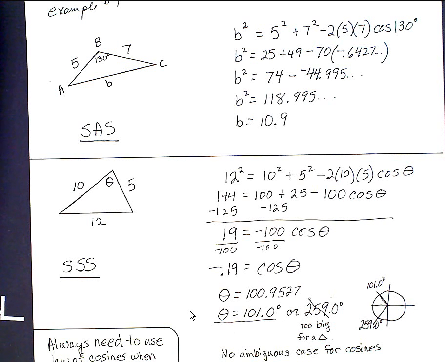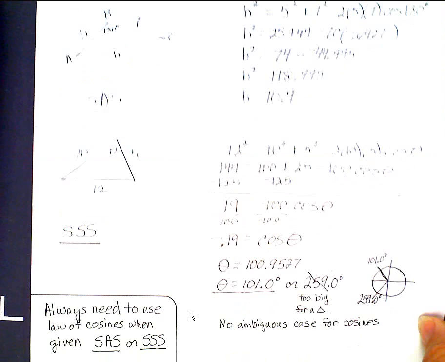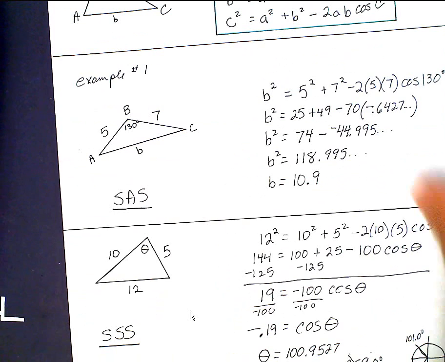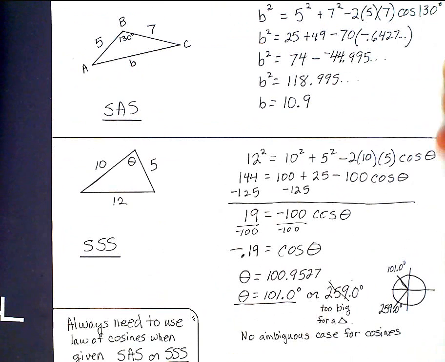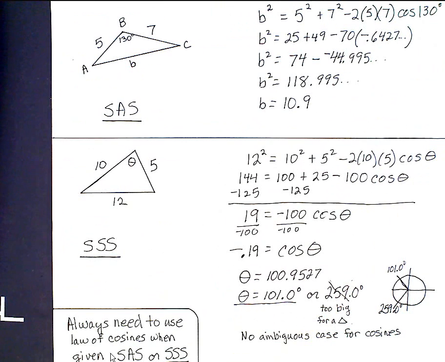There are 2 situations in which you need to use law of cosines, and you need to just remember that: you always need to use law of cosines anytime you have side angle side or side side side. You'll notice up here we had side angle side, and here we had side side side. Those 2 situations are the time you're going to use law of cosines. Any other case, you're going to want to go to law of sines. So you don't want to use cosines unless you have to.